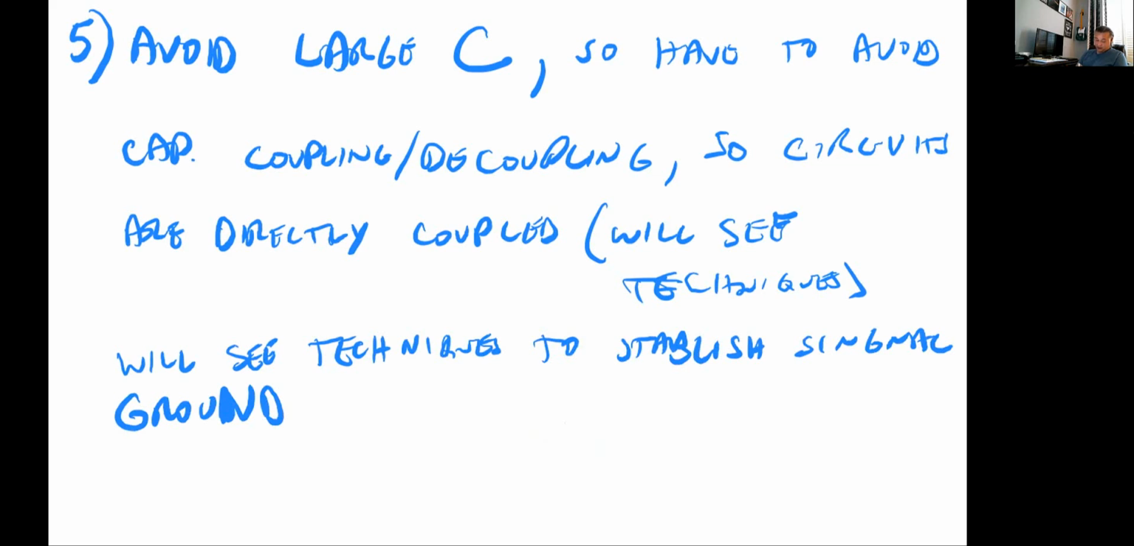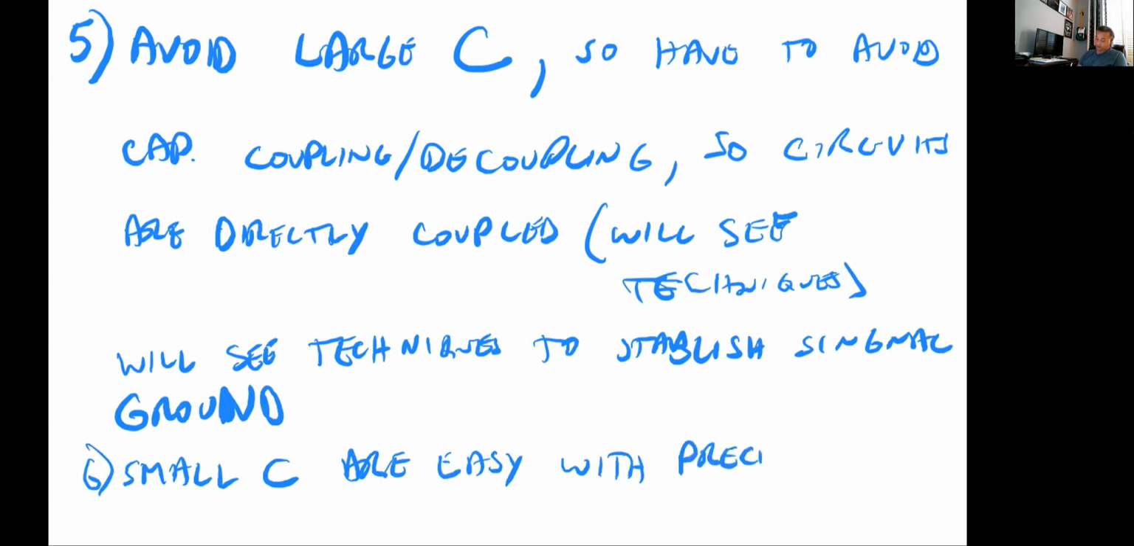So again, just a small C. We can do that easily because we're making it with transistors, and because of what I explained before, we can make it with precise ratios.